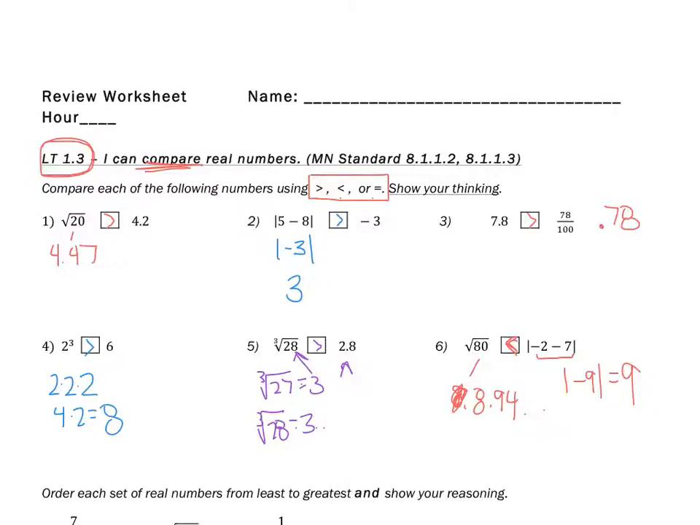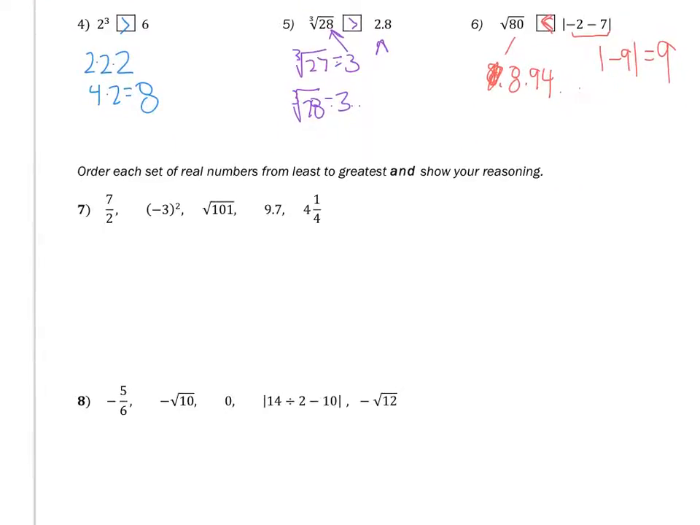All right, moving on to our next topic. It says to order the numbers from least to greatest. What I would recommend is to write each number as a decimal, and then you can rewrite them from least to greatest. So 7 halves is equal to 3.5. Negative 3 squared is going to equal positive 9. The square root of 101 is approximately 10.04. Then 9.7 is just 9.7, and 4 1/4 will be 4.25.